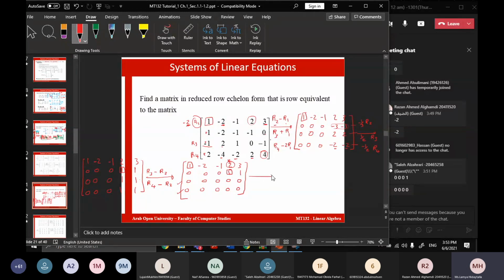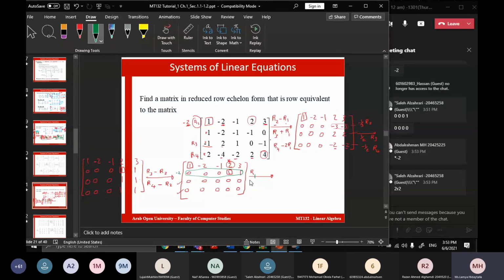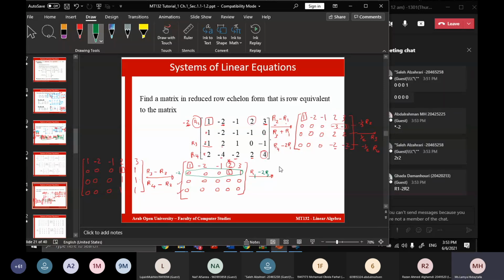How can I do that? I will change R1. How? We multiply this one. Now our multiplier becomes minus 2. Correct? So what will we have? The new R1 is equal to the old R1 minus 2 R2. Yeah.